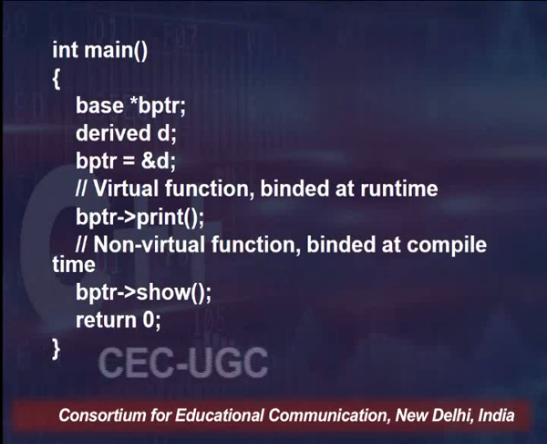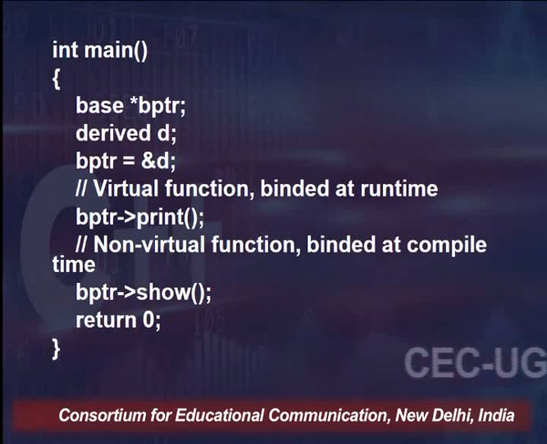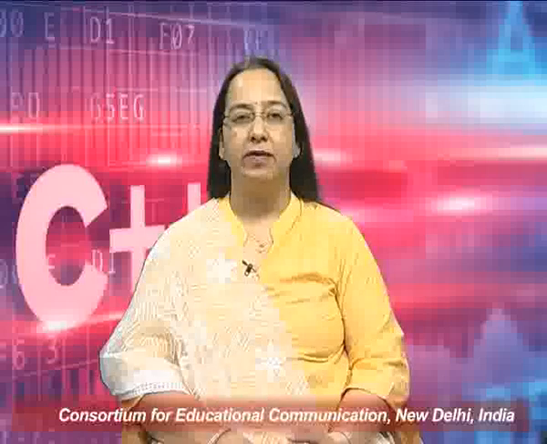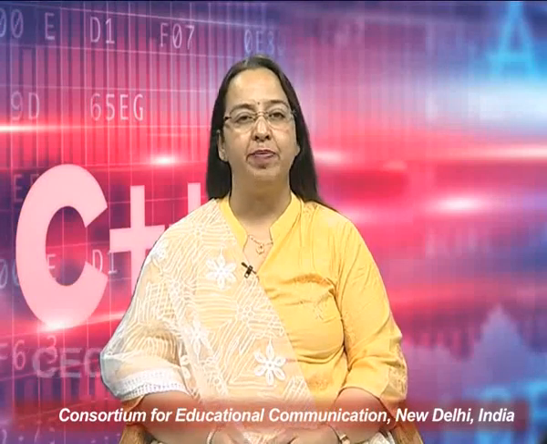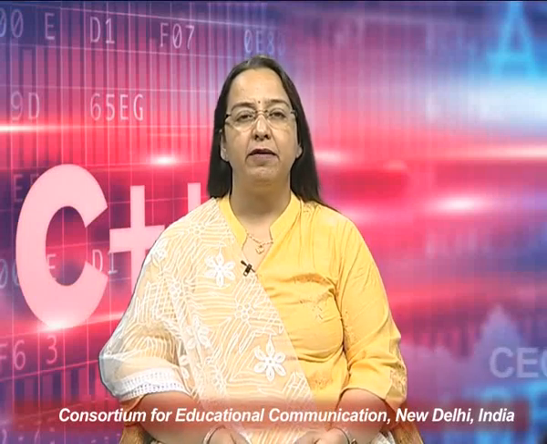One function, which is print, and another function, which is show, are bound. The only difference is that virtual functions are bound at runtime, while the non-virtual function, which is show, is bound at compile time. So when we say base pointer, which is bptr, using an arrow operator we are calling the function print.